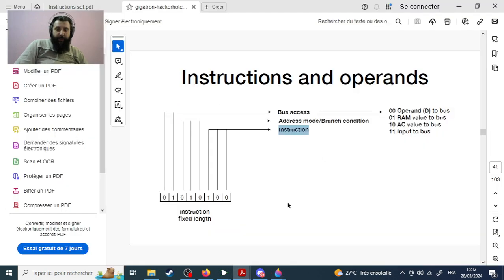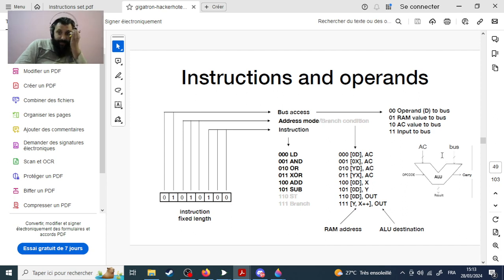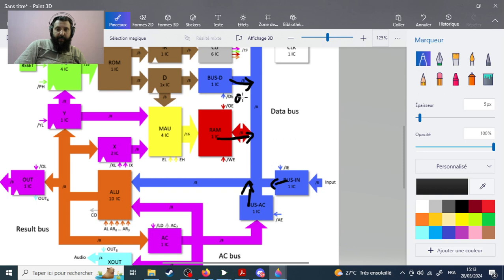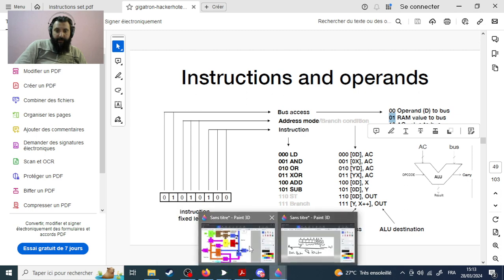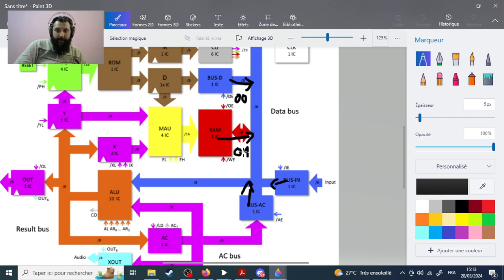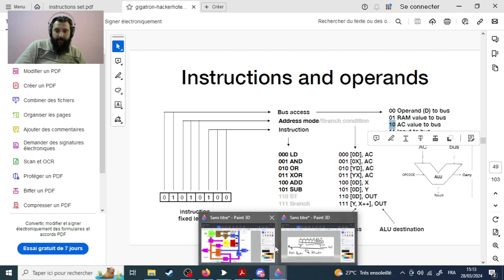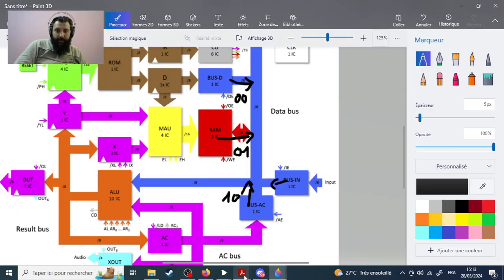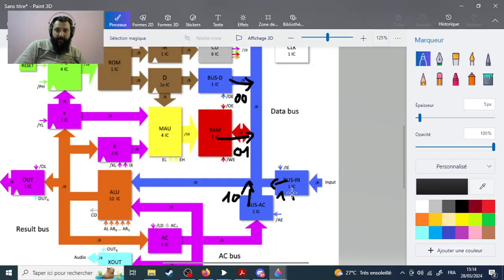To choose one, we have a code. The code is written here in the PDF, on page 49. The code is the bus access. We have 00 for the D, and the RAM is 01. The code of the RAM is 01. The accumulator is 10. And the last one, the input, is 11. It's very simple.